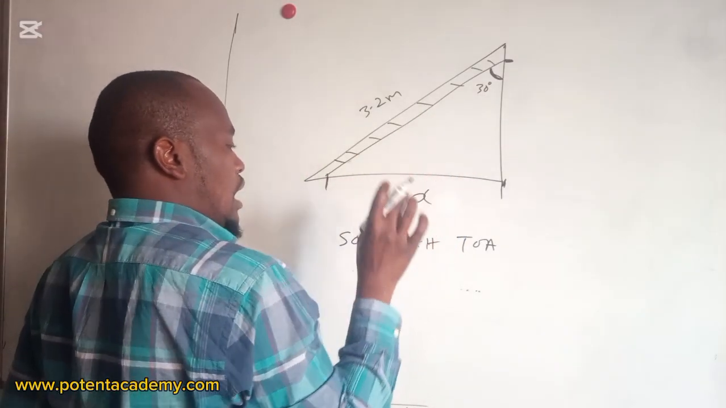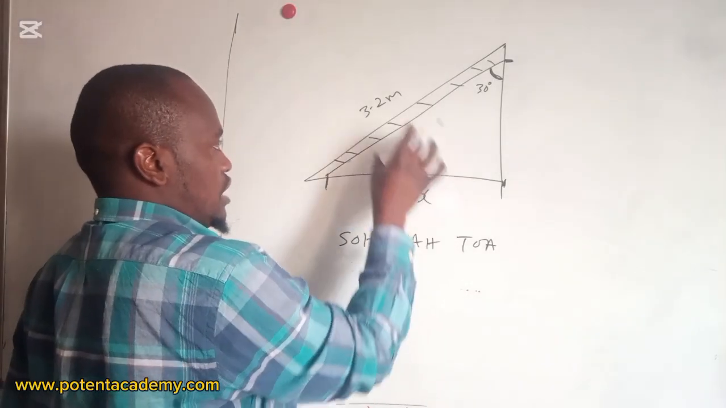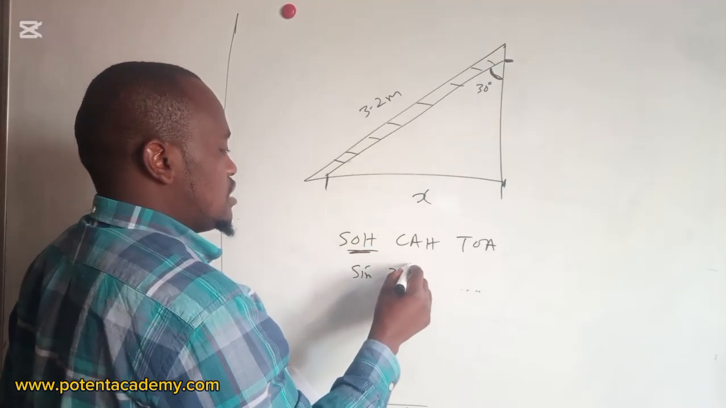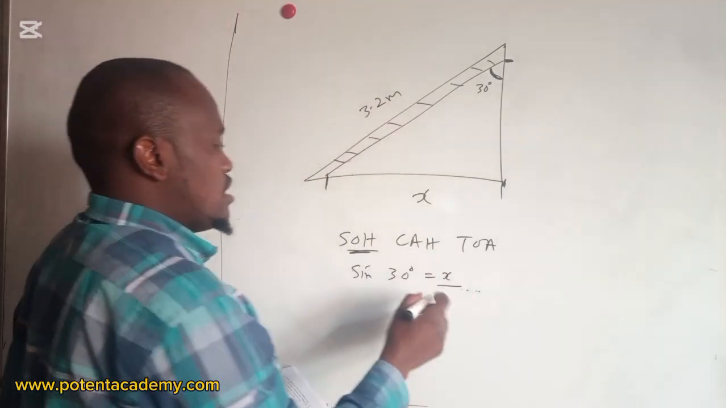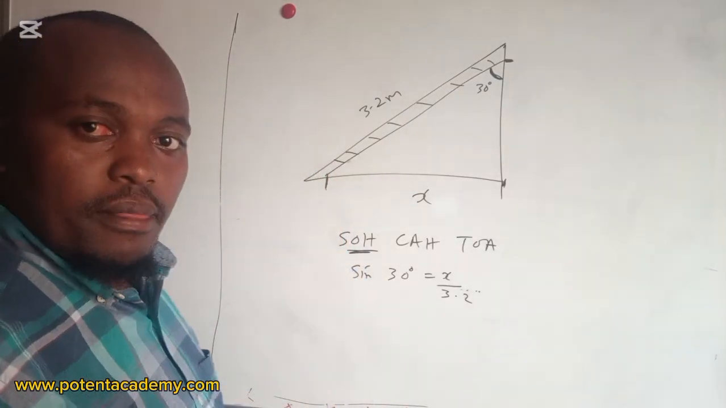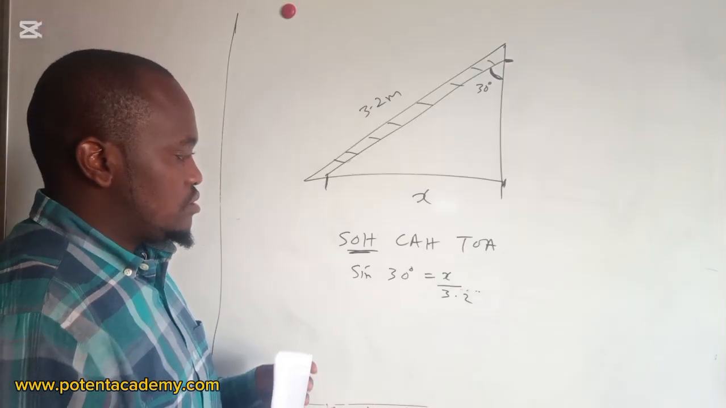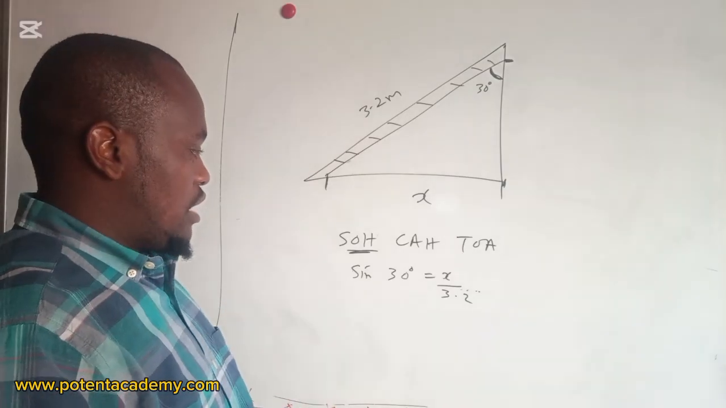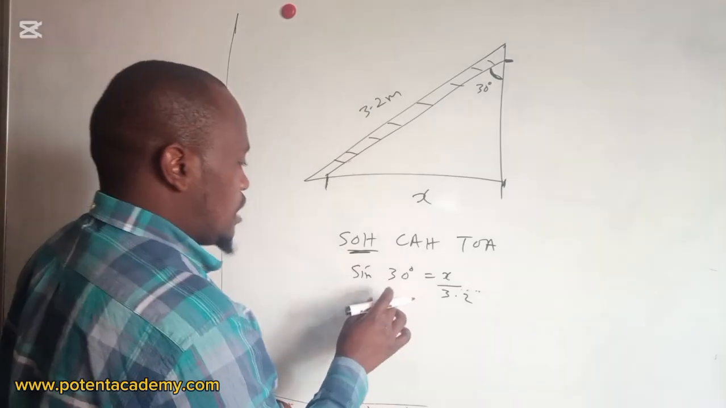So you want to use a trigonometry function that uses the opposite and the hypotenuse. Opposite and hypotenuse is this. So you have sine 30 degrees equals opposite x over 3.2. So what is sine 30 degrees? Sine 30, when you use your calculator, it should give you a half, but I'll confirm at the end of this video. I'll check on my phone. I don't have a calculator right now. However, suppose this is a half.